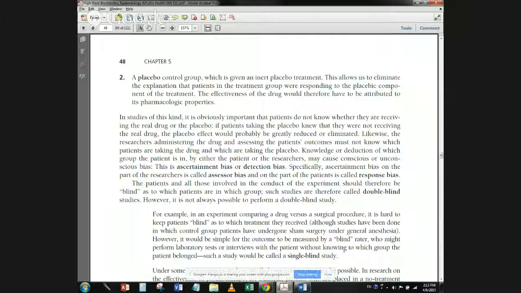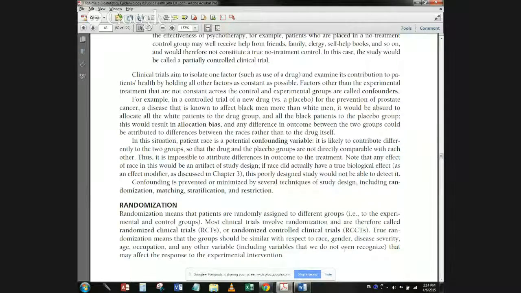However, it is not always possible to perform a double blind study. For example, in an experiment comparing a drug versus a surgical procedure, it is hard to keep patients blind as to which treatment they received. Although studies have been done in which control group patients have undergone sham surgery under general anesthesia. However, it would be simple for the outcome to be measured by a blind rater who might perform laboratory tests or interviews with the patient without knowing to which group the patient belonged. Such a study would be called a single blind study.